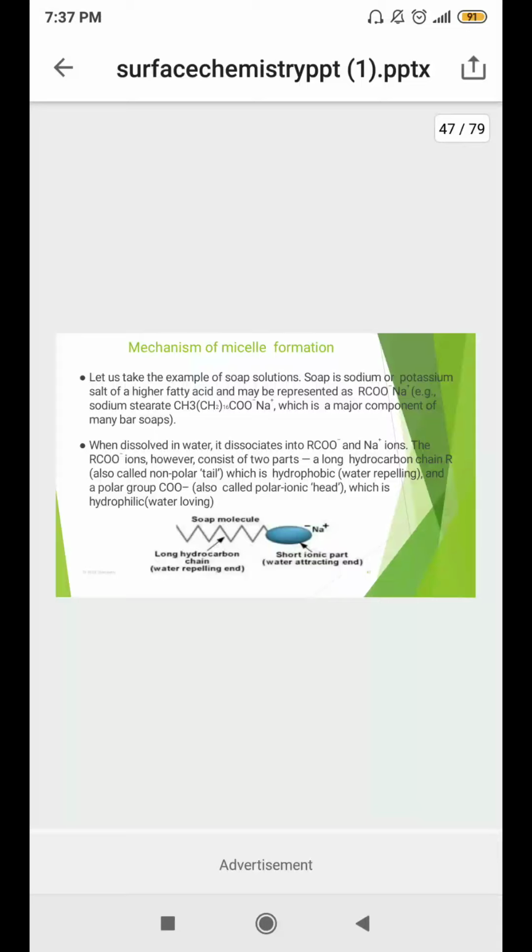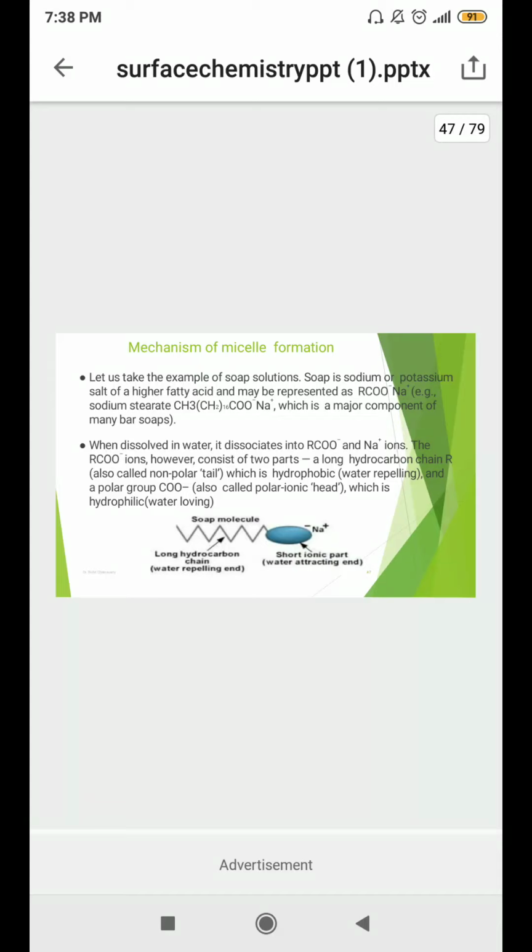So let us take the example of a soap solution. Soap is a sodium or potassium salt of higher fatty acids and may be represented as RCOO⁻Na⁺. We all know that soap is generally defined as a sodium salt of oleic acid, stearic acid, sodium salt of higher fatty acids. The same is written here: sodium stearate, which is a major component of many soap bars. So when dissolved in water, it dissociates into RCOO⁻ and Na⁺.